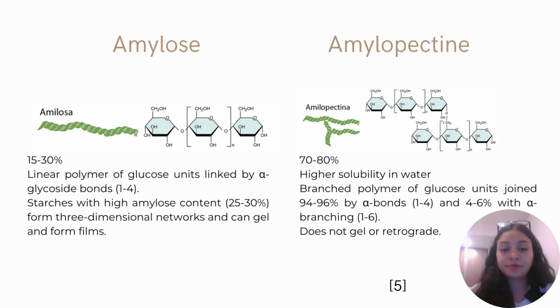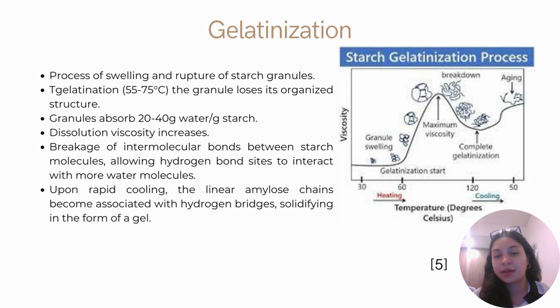Thanks to the amylose, starch gelatinization can occur, which is a process of swelling and rupture of starch granules, and the breakage of intermolecular bonds between starch molecules allows hydrogen bonds to interact with more water molecules. So swelling begins. When a rapid cooling occurs, the linear amylose chains become associated with hydrogen bonds, and they solidify and form a gel.